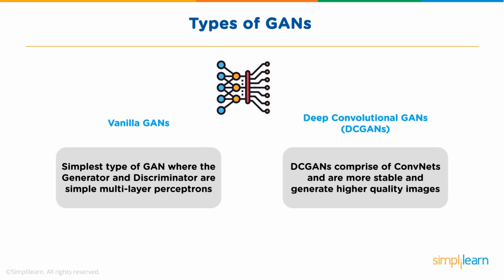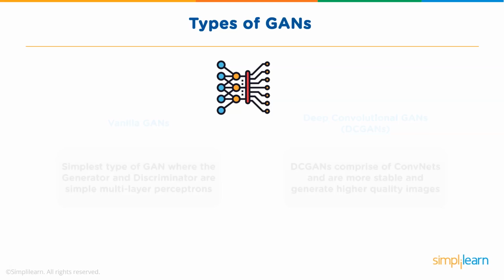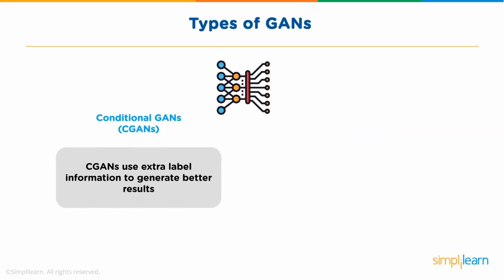The generator is a set of convolutional layers with fractional strided convolutions or transpose convolutions, so it upsamples the input image at every convolutional layer. The discriminator is a set of convolutional layers with strided convolutions, so it downsamples the input image at every convolutional layer. Moving ahead, the third type you have is conditional GANs or CGANs.